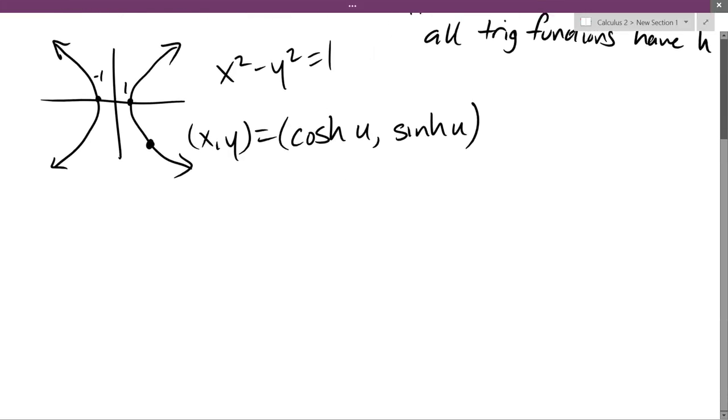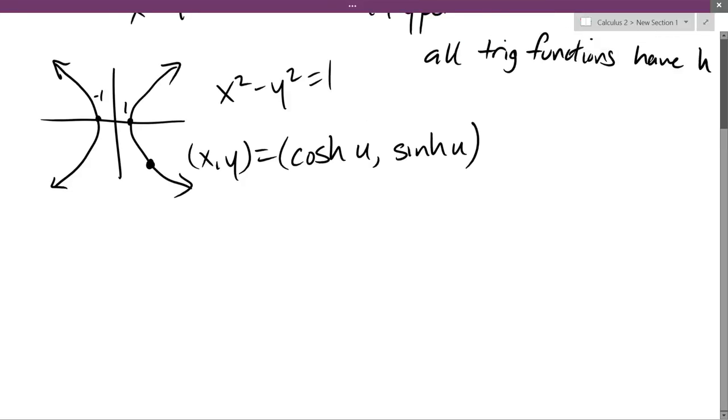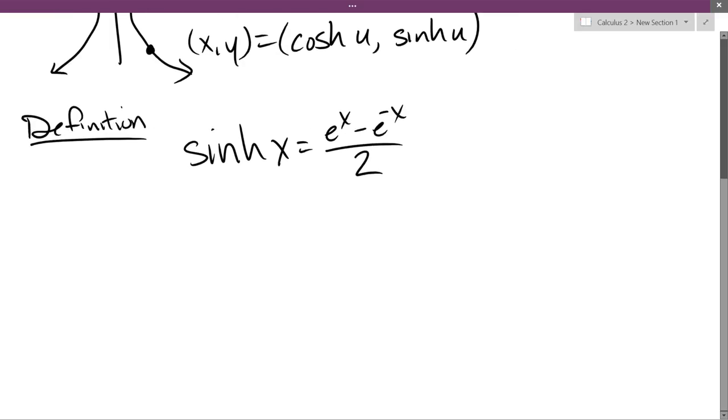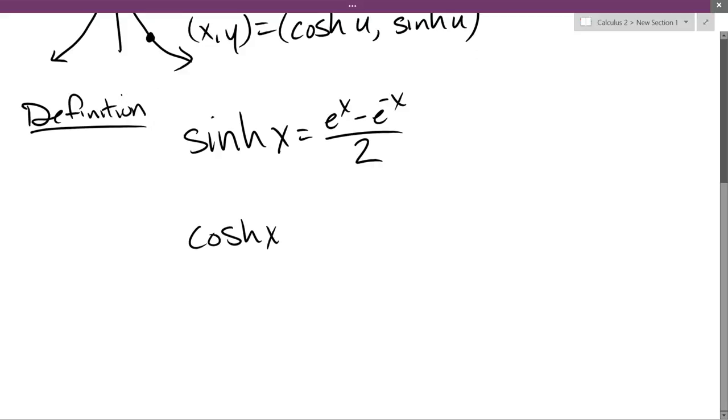So here is one way to define them, but then how in the world does u relate to the actual, how can you take a number u, and then get out an output? And one definition, the one we're going to use, is sine h of x equals the fraction e to the x minus e to the minus x divided by 2. So that's hyperbolic sine. Hyperbolic cosine is similar, except there's a plus. So it's e to the x plus e to the negative x over 2.